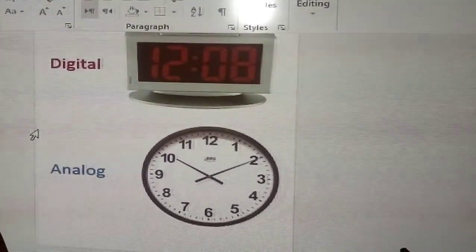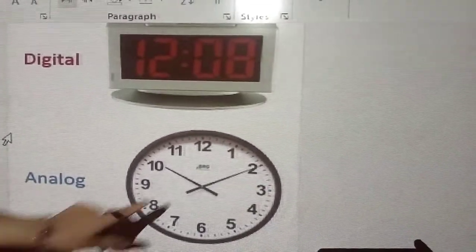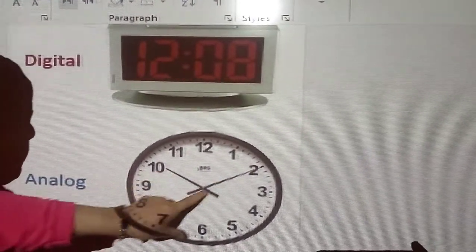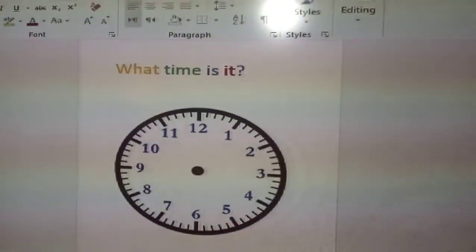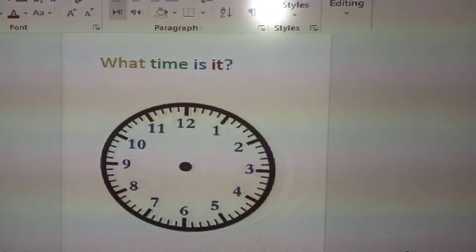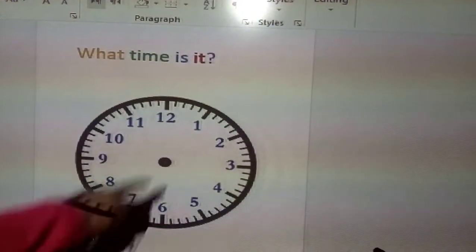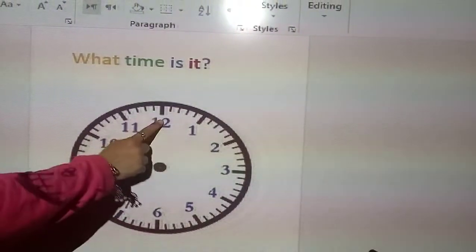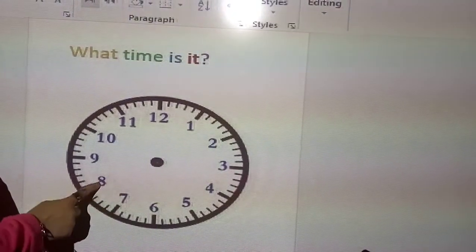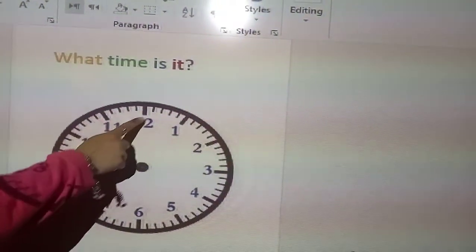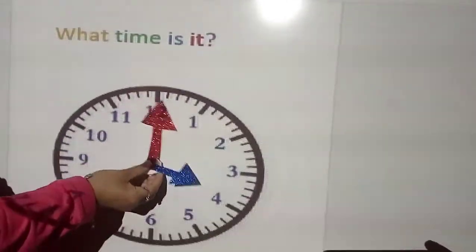And analog clock, it shows the time by the hands. As you see here, it's an analog clock. Analog clock has numbers from 1 to 12. 1, 2, 3, 4, 5, 6, 7, 8, 9, 10, 11, 12. And it has 2 hands.